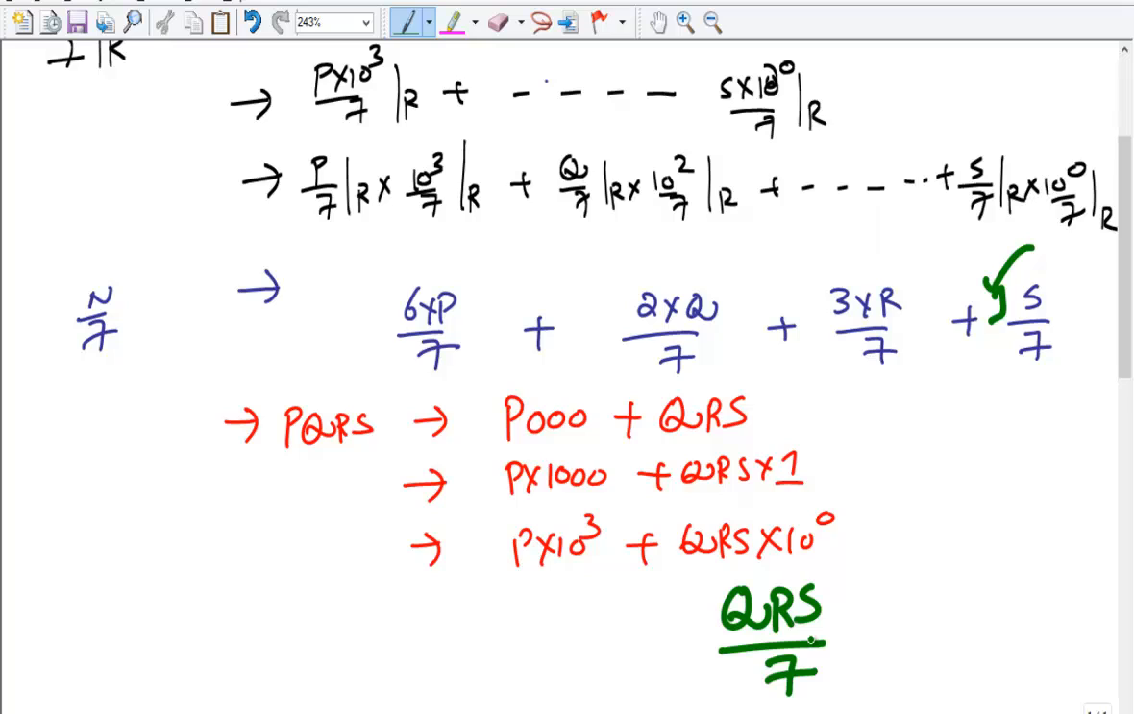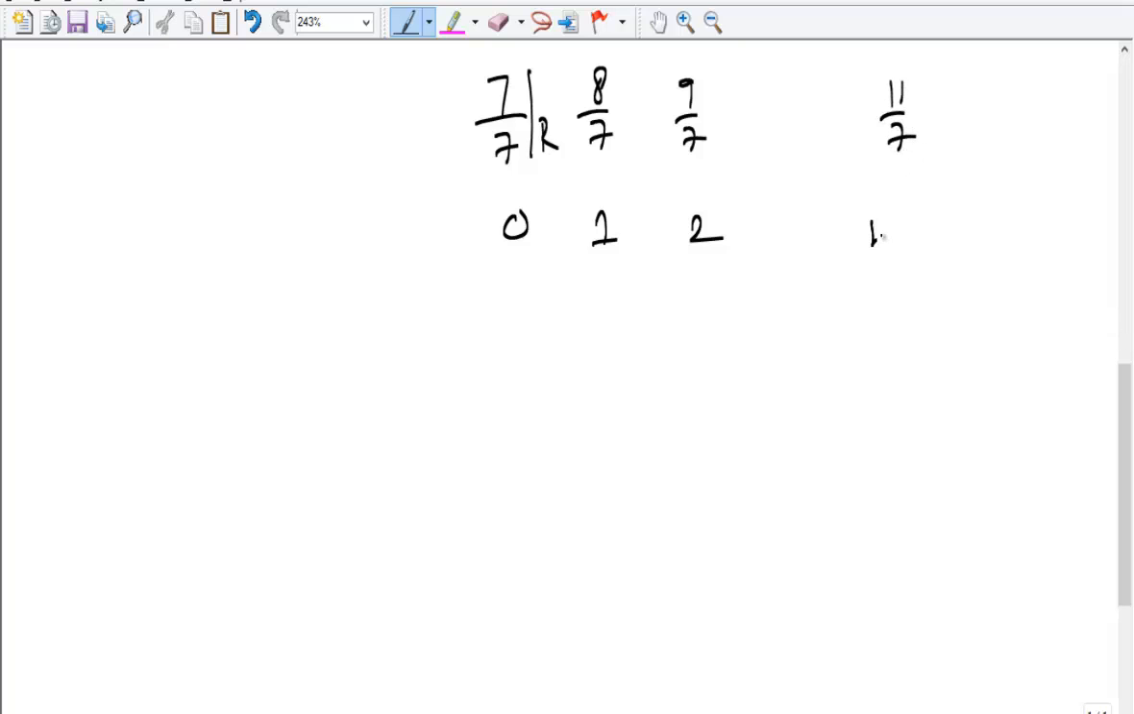Now, how much is 10 cube by 7 remainder? We found that it is 6 actually. Now, if it is 6, we can write it as minus 1. I explained in the previous video that, let's say if we are trying to write 7 by 7, the remainder is 0, 8 by 7 remainder is 1, 9 by 7 remainder is 2, 11 by 7 remainder is 4. Like this you can say 6 by 7 remainder is 6, 5 by 7 remainder is 5, or else you can write it as minus 1, minus 2.